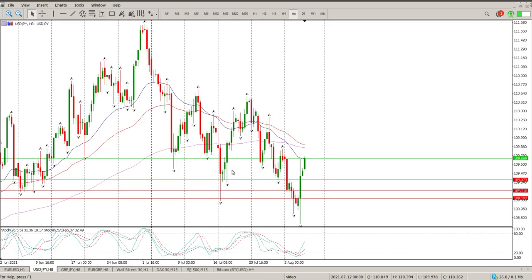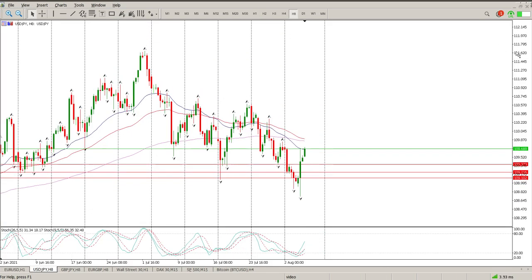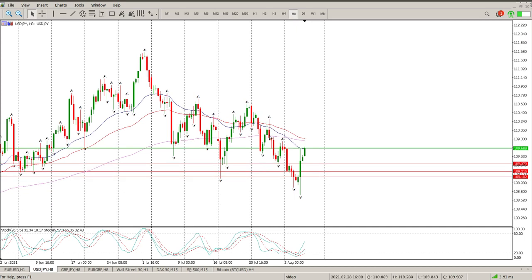US dollar, Japanese yen, pretty much a similar scenario. You could see we were looking for breaks down. We got the breaks down, and then immediately we had this big range bar based on the data coming in. For me, we have crossed over the moving averages on the 8 hours. So we're looking for support. You would expect a retest.